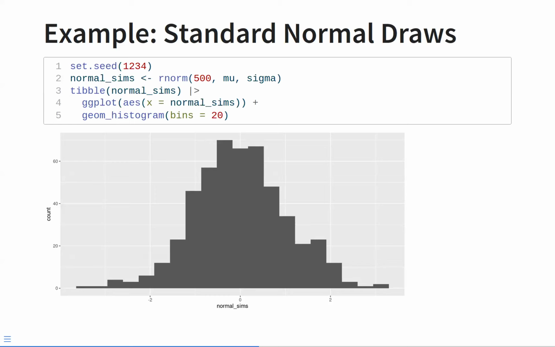Now I'm going to generate 500 draws from this distribution. In line 2 of my code block, I have rnorm of 500, comma, mu, comma, sigma, and that generates 500 standard normal draws. To illustrate those draws, rather than just printing them out to the screen, I'm again going to use ggplot. This time I'm using a histogram. And as you can see, we have a pretty good approximation to a bell-shaped curve, as we should.